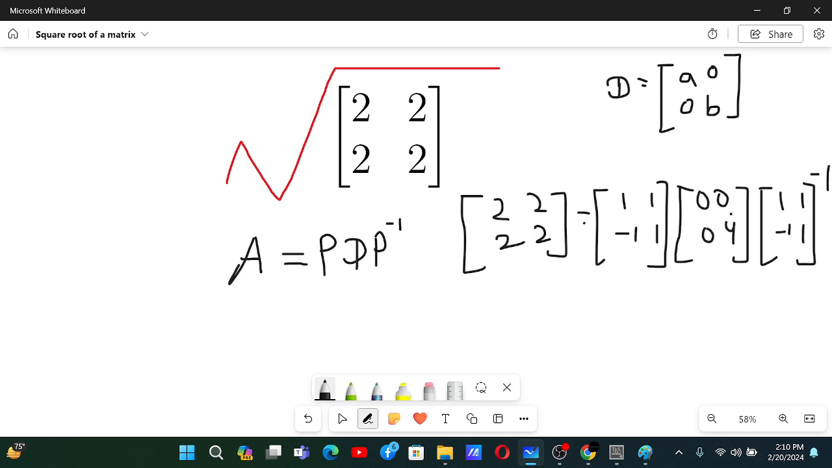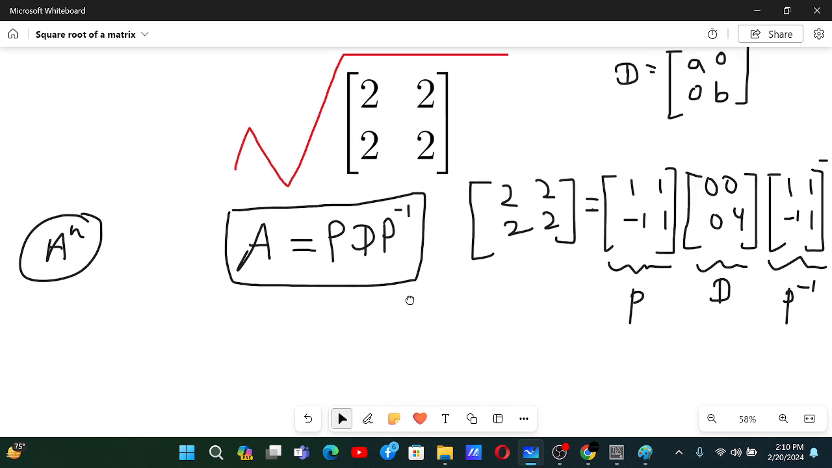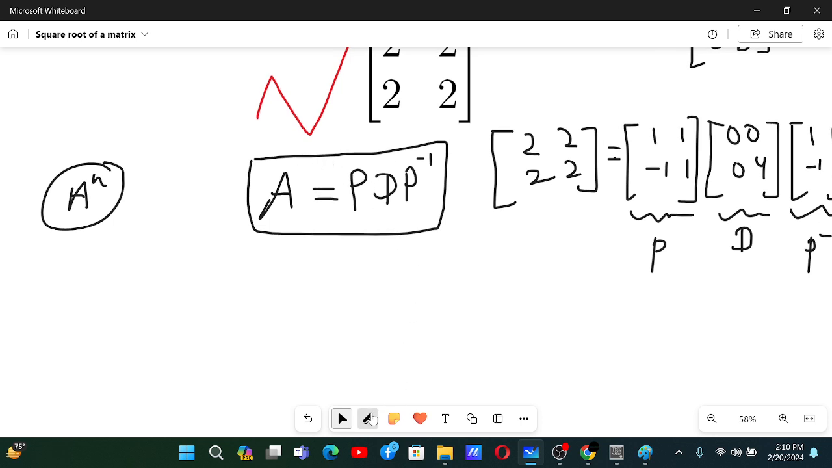I will tell you how we find these other matrices P and P inverse, and also how to find the matrix D. But first, I want to show you, after finding P, P inverse and D, how this form is helpful for finding A to the power n. So let's say we find P, D and P inverse as a product for A.